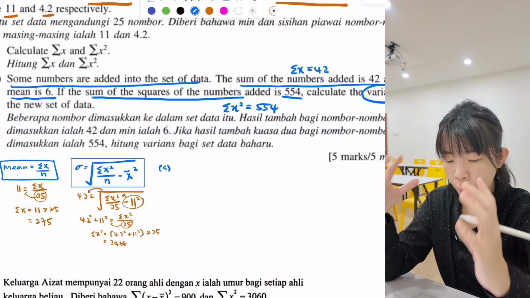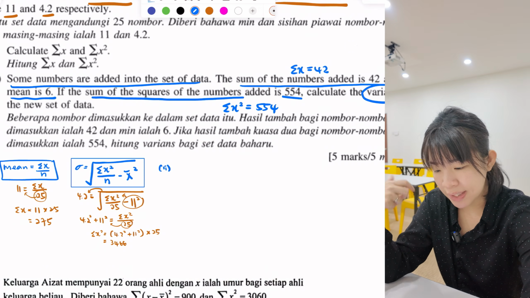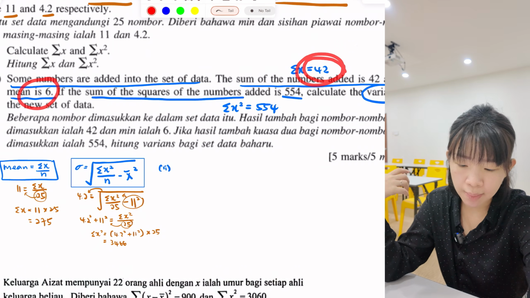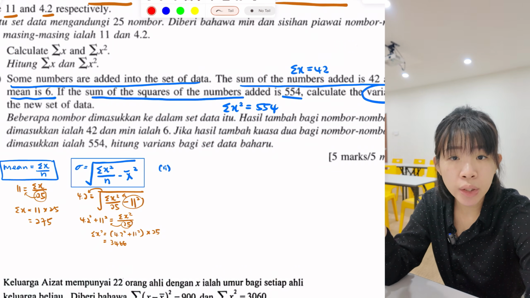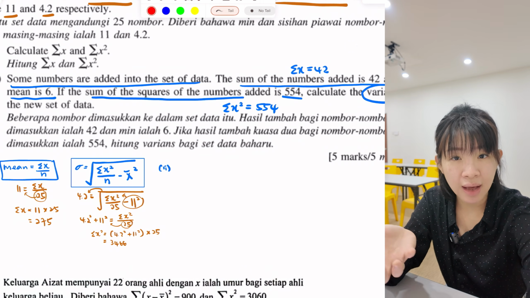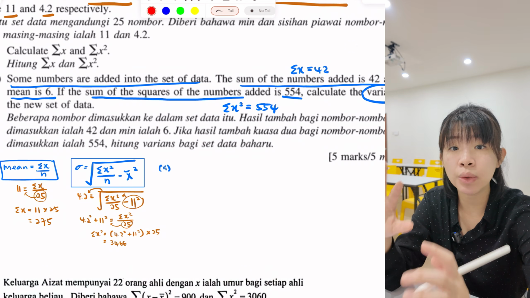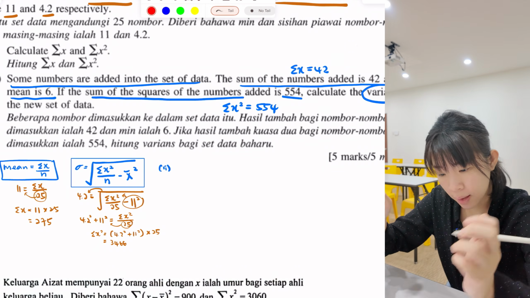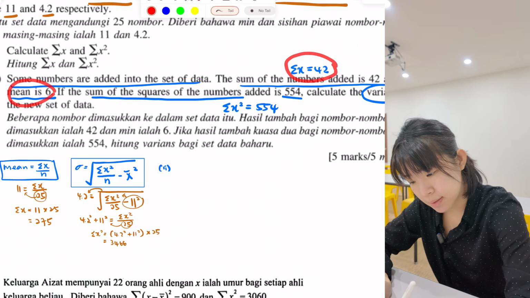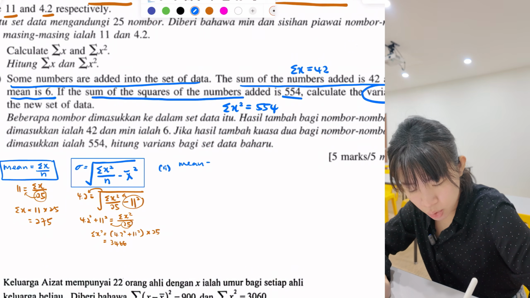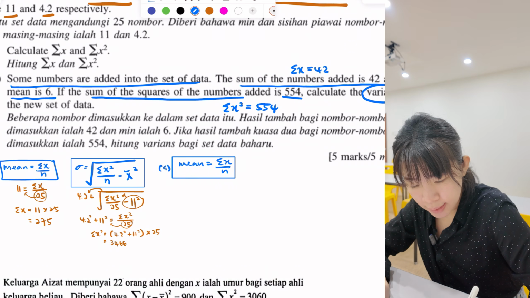Okay, so now what we don't know. Okay, we know that the newly added number sum is 42. We know the mean 6. We know the sum of x squared 554. But we don't know how many number actually added. Right? How many more number added? Originally we have 25 number already, but now they added some. Okay, so here, we have sum of x, we have mean. We go back to the formula for mean. Mean is always sum of x divided by n. Okay, look at this formula.